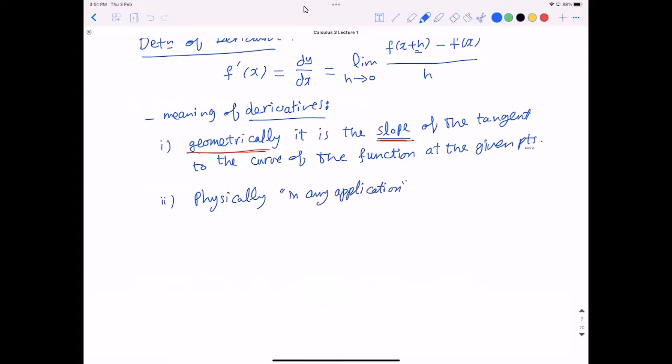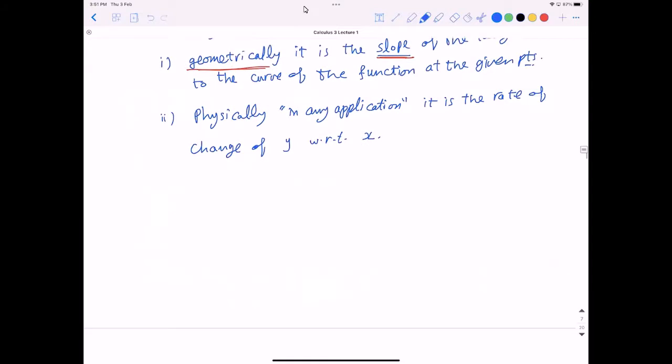The derivative is used as the word for rate of change. It is the rate of change of y with respect to x. Importantly, a special case, physically, which we are interested in today, is dynamically speaking.